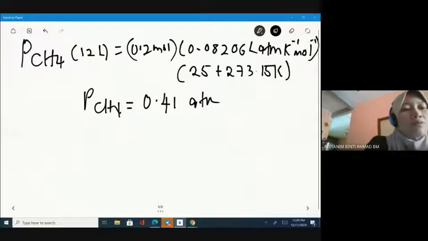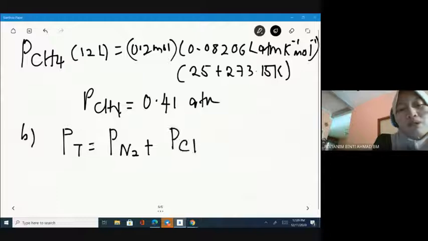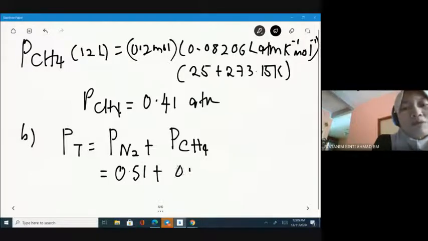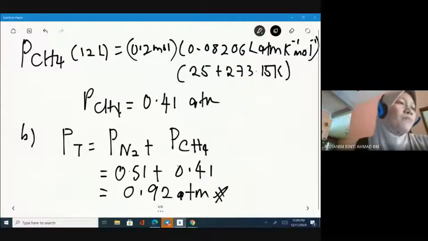So now we proceed to calculate the total pressure in the mixture. So P total is equal to the partial pressure for the nitrogen plus the partial pressure for CH4. So we just press your calculator. Nitrogen earlier was 0.51, for the CH4 0.41, and finally you can get 0.92 atm. So this is your total pressure inside our container.